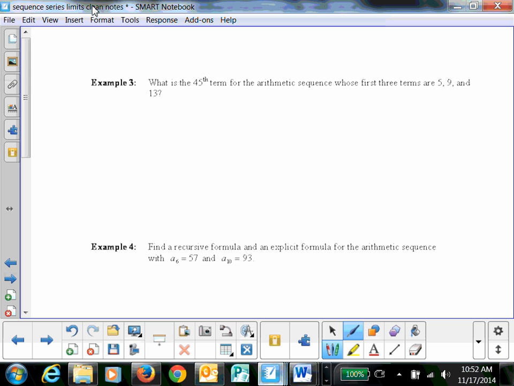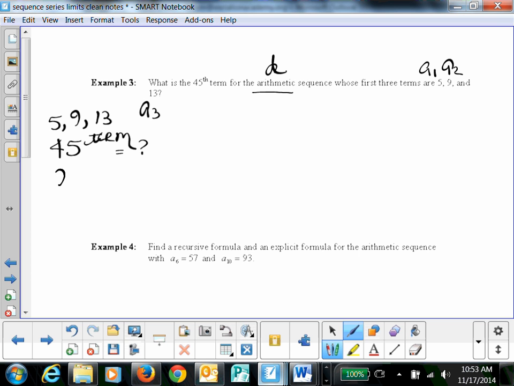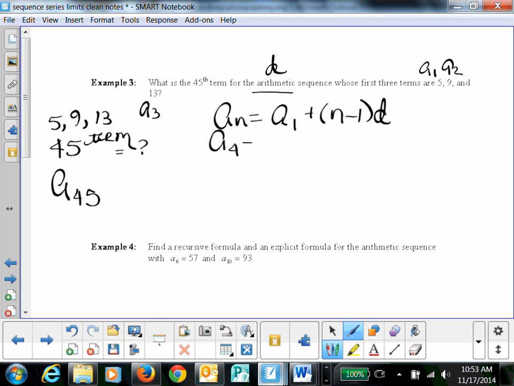Next one. What is the 45th term for the arithmetic sequence? So we know we're adding, which means we're going to need a d. The first 3 terms, so here's a sub 1, a sub 2, and a sub 3, are 5, 9, and 13. I want the 45th term. So I want a sub 45. That's what I'm looking for. So which of my formulas is going to allow me to do that, the recursive formula or the explicit formula? Explicit. It says a sub n is equal to a sub 1 plus n minus 1 d. So if I want a sub 45, I need to fill in all of that. I've got to fill everything in.